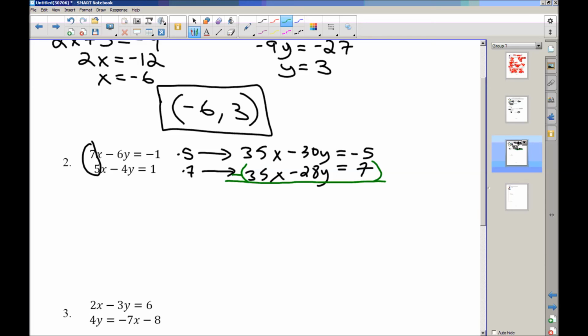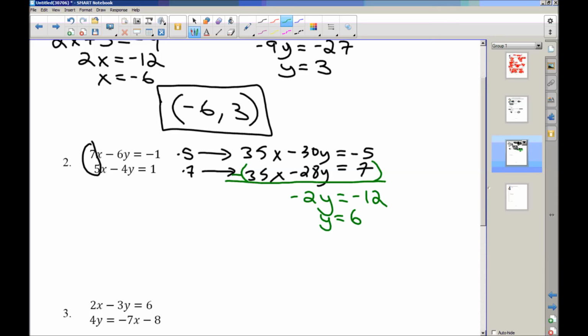All right. Once my x's are the same number, I'm going to solve this with subtraction. So 35x minus 35x gives me 0x. Negative 30 minus negative 28 gives me negative 2y. Remember, subtracting a negative is really adding. And negative 5 minus 7 will give me negative 12. So if I divide by negative 2, I get 6.